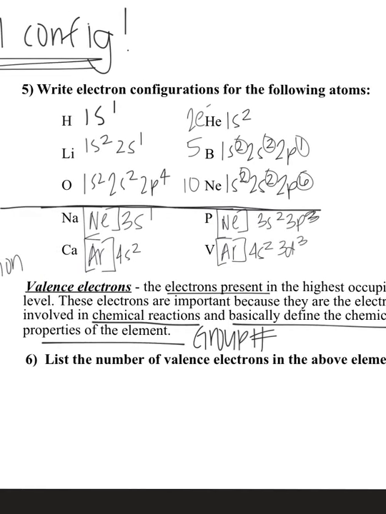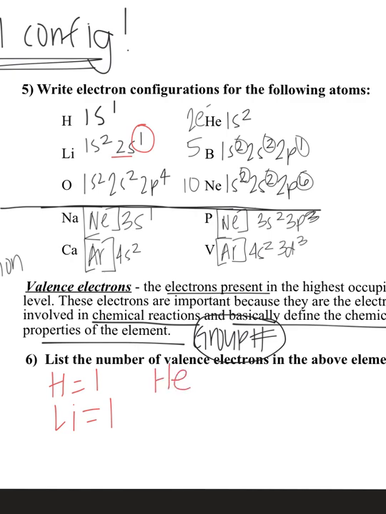So what you can do is you can either look at the group number for the normal ones, so the not transition metals, or you can look at the electron configuration. So when I look at the electron configuration, I go to the highest energy level and I look at how many electrons they have. So I know lithium is in group 1 and it should have 1 valence electron. I go to the highest energy level, which is level 2, and I count all the exponents. I know that lithium has 1 valence electron, same as hydrogen.